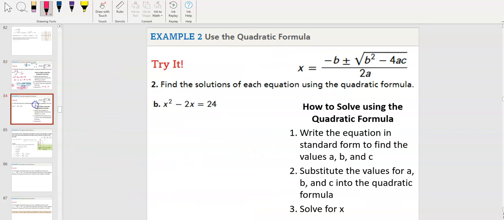Okay, so hopefully you got enough information there. Why don't you try it yourself and see what you can do with B, and then check back in here and we'll go over it.